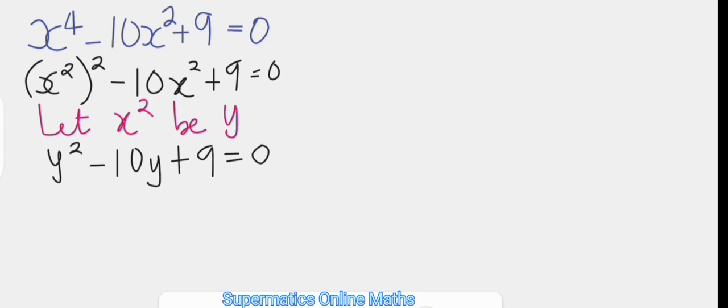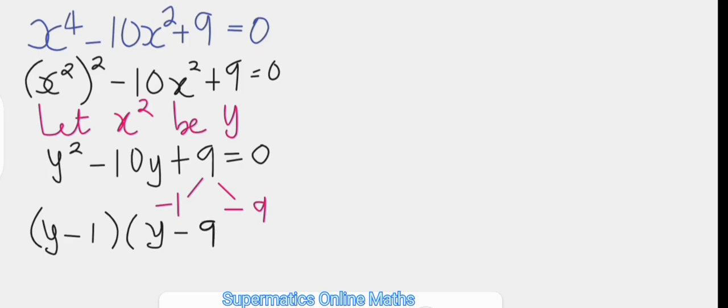Then we look out for the factors of positive 9 whose sum will give negative 10. These are actually negative 1 and negative 9. This means that the equation easily factors out as (y - 1)(y - 9) = 0. However, from the beginning we said x^2 should be y.